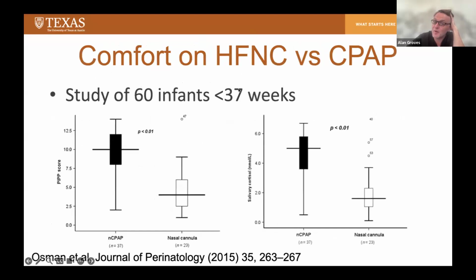I do want to briefly mention comfort, because one of the questions I'm often asking at the bedside whenever we're considering high flow versus CPAP is, does the baby hate CPAP, or does the baby hate CPAP yet? And certainly there's a bunch of studies suggesting that babies prefer to be on nasal cannula, but of course, knowing that they might not be getting the support that they need on nasal cannula. Here are their PIP behavioral scores. Here are their salivary cortisol levels from this study by Osman. Clearly, babies are more comfortable on high flow than they are on CPAP.